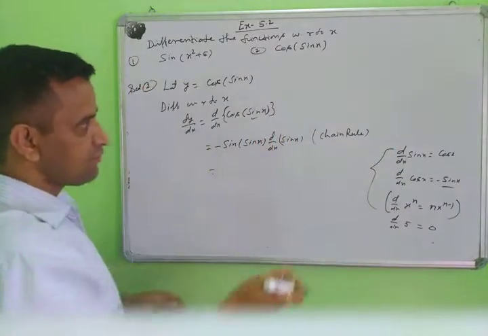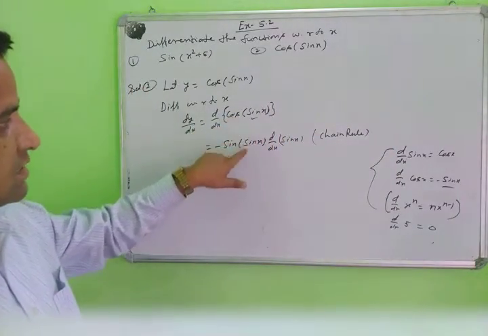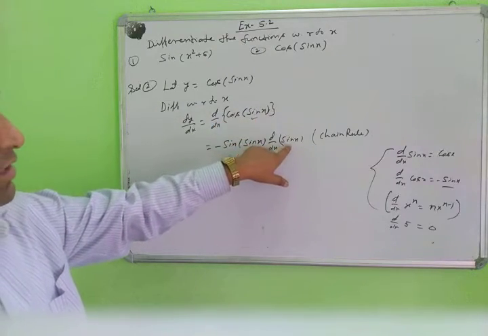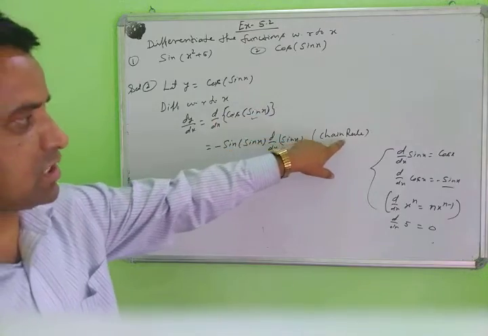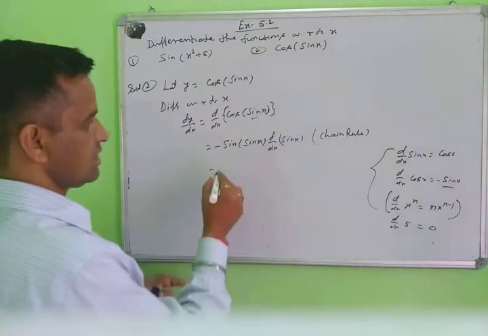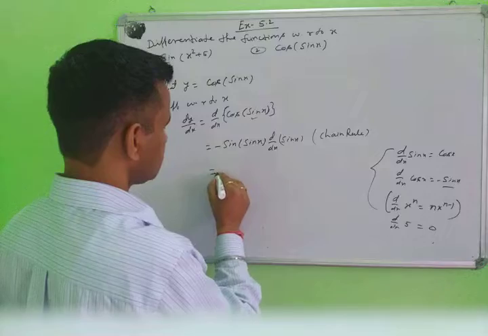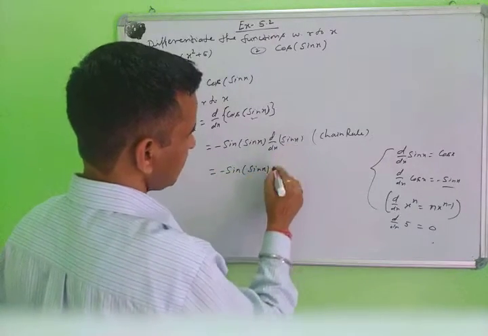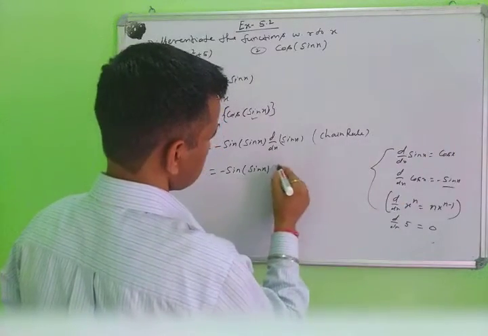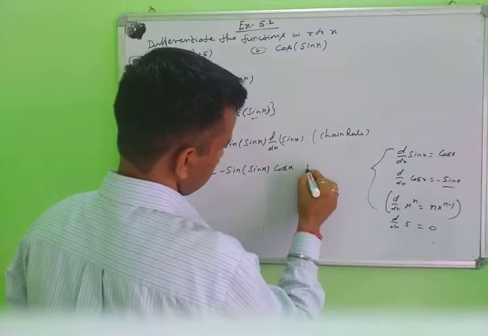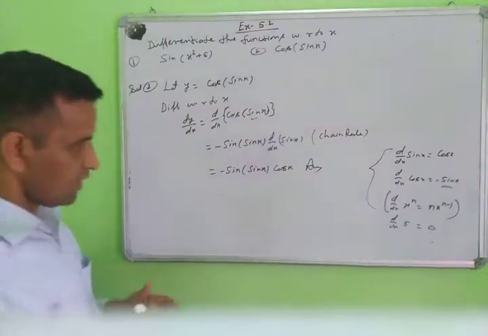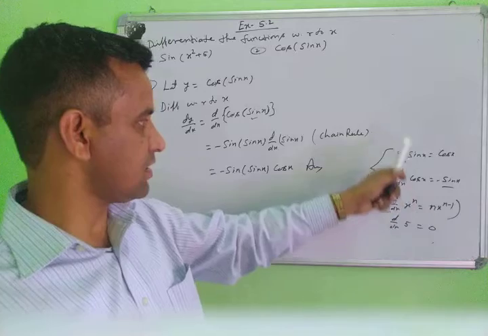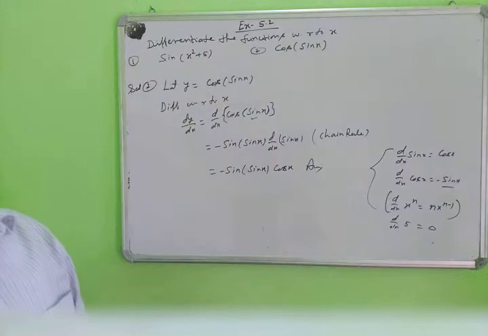Now double time differentiate. First I am differentiating cos x, the minus sin x. Again differentiate this sin x. This is a double differentiation, using the chain rule. So minus sin of sin x. What is the derivative of sin x here? Differentiate sin x is cos x. This is your answer. So very simple. You learn the identity, this is not a problem. If you learn this identity, then there is no problem solving these questions.